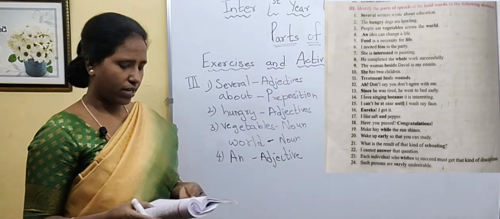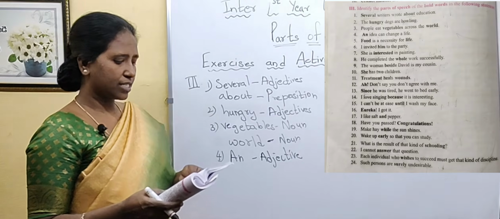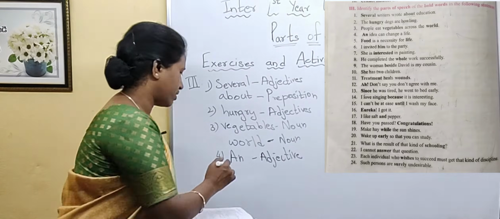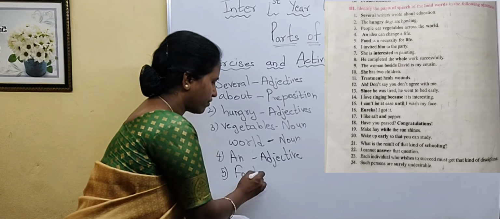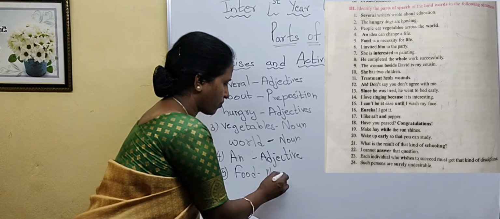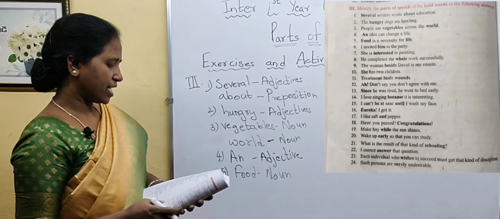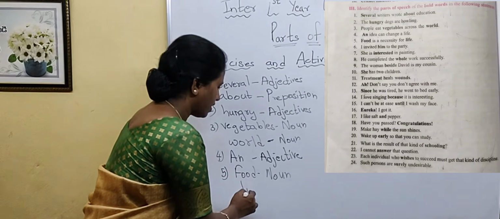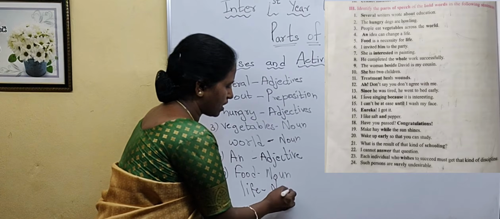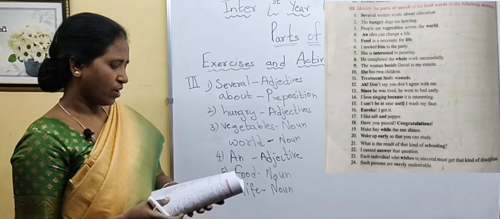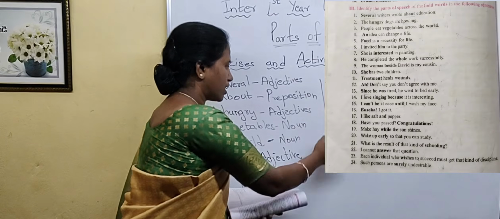On to the fifth one. Food is a necessity for life. Food is the name of a thing, so food is a noun. Life is also a noun. It is an abstract noun. Okay, on to the next one.